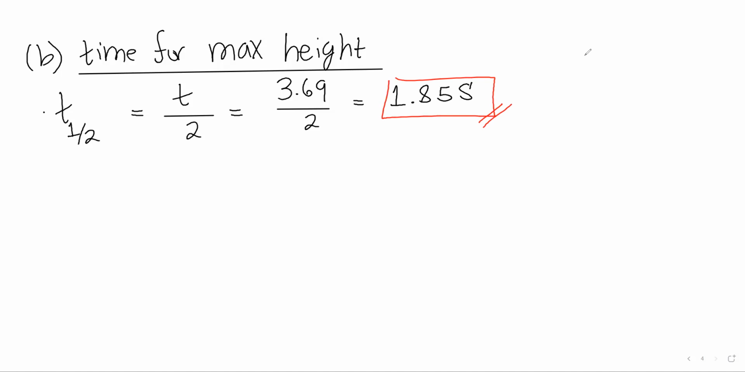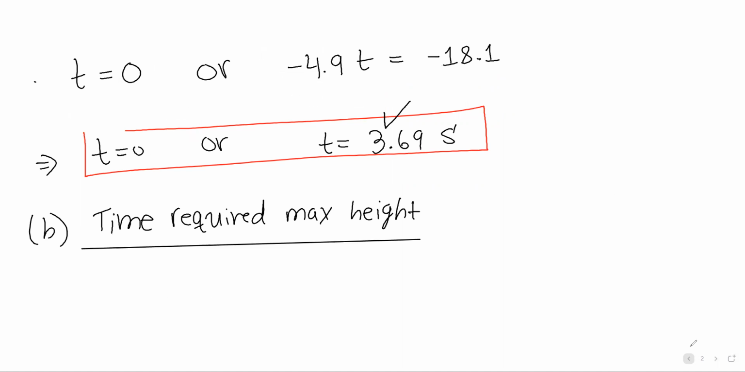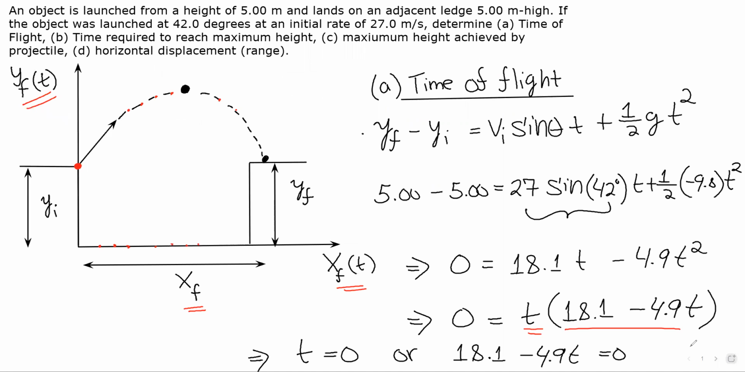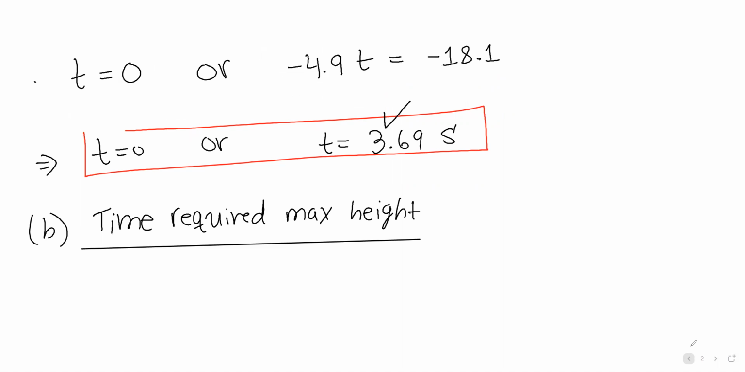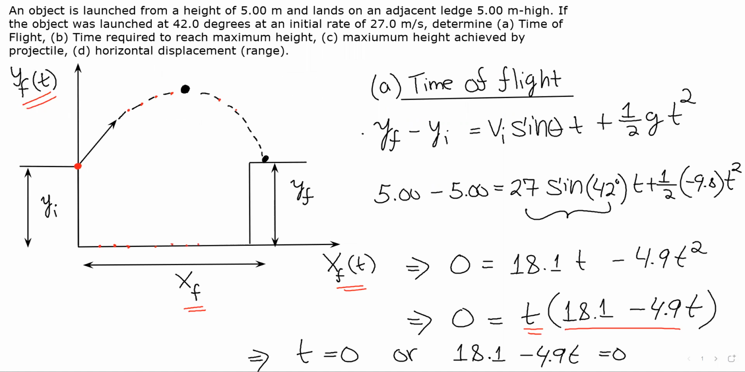Let's look at an alternative way to do this. You could have also used this kinematic equation. The final velocity in the y direction equals vi sine theta plus gt. Then you look back at the diagram. And notice this is a special point on the parabola.